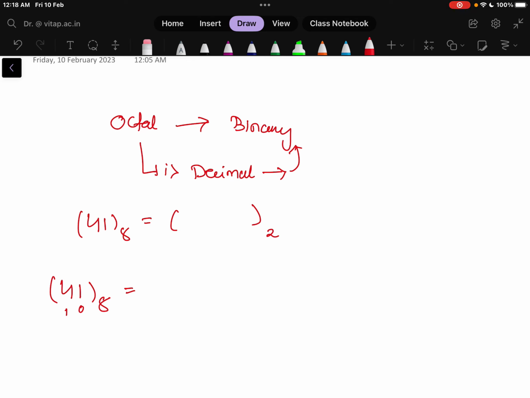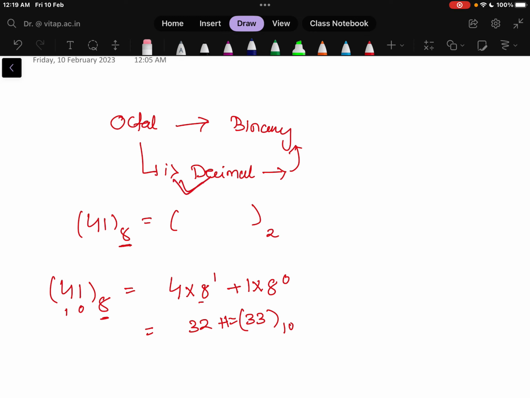How to convert that to decimal? I have to write 4 into 8 to the power 1 plus 1 into 8 to the power 0. Whatever the base is, the power of the base has to be multiplied, and the power is n minus 1 for n digits, or you start from 0 to decide which power to take. That equals 32 plus 1, which is 33. This is with respect to base 10. Now this first step is completed.